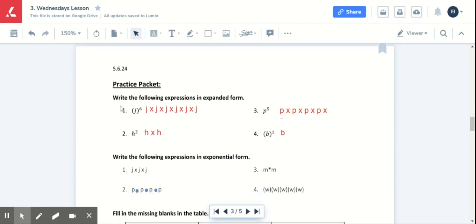For your practice packet, you're going to write the following expressions, 1 through 4, in expanded form. You can go ahead and check your work next to mine. If you notice any mistakes, please make corrections.